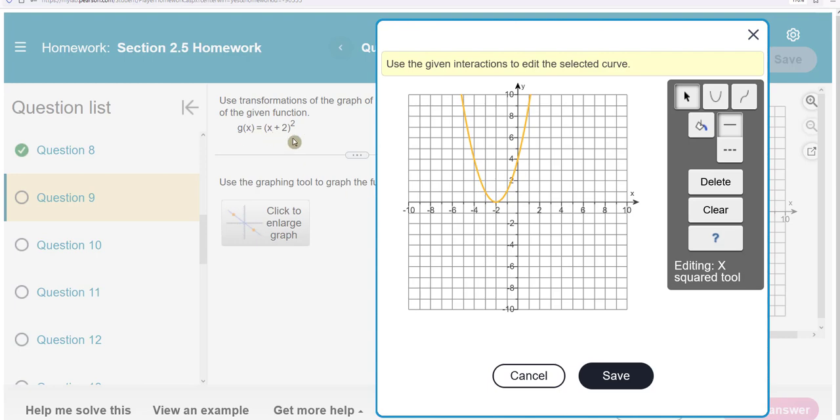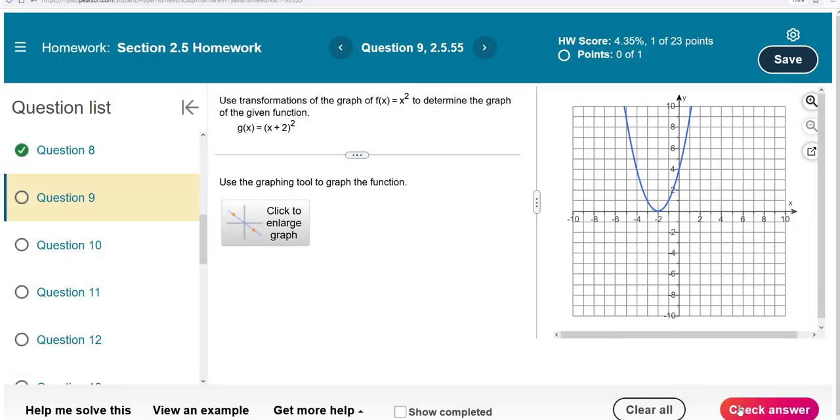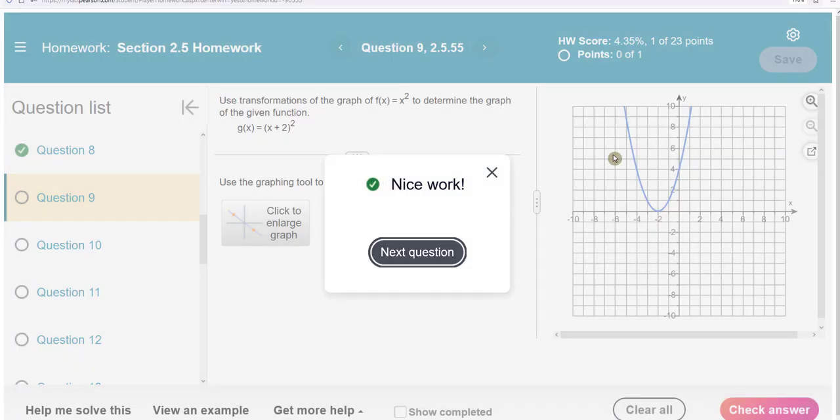So you got to remember, horizontal and vertical have different shifts when it comes to signs. If you have a plus sign within the parentheses, that's a horizontal shift to the left. If it's -2, it's a horizontal shift to the right. So I know that's confusing, but just check your notes. And if we click save and we go ahead and check our answer, we get it correct.